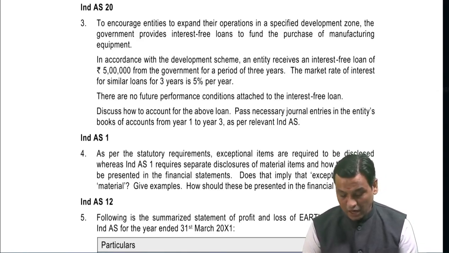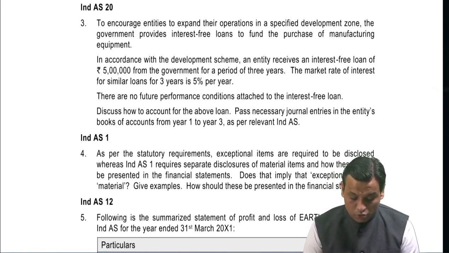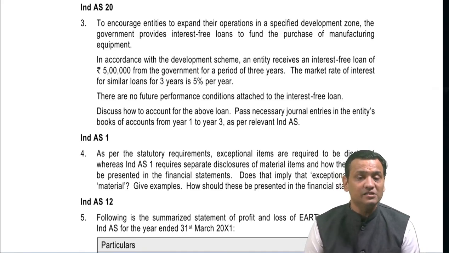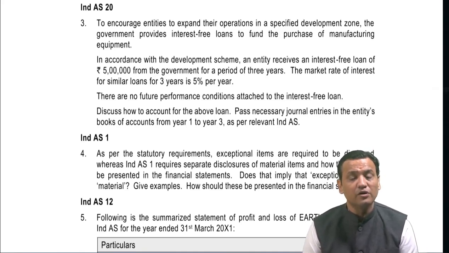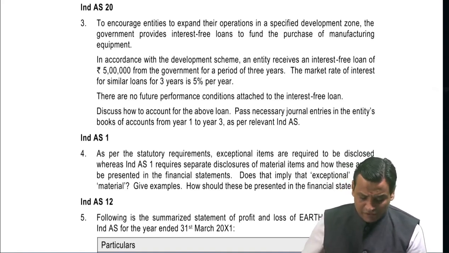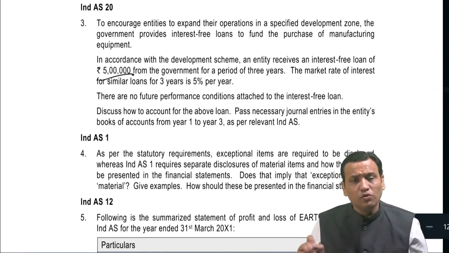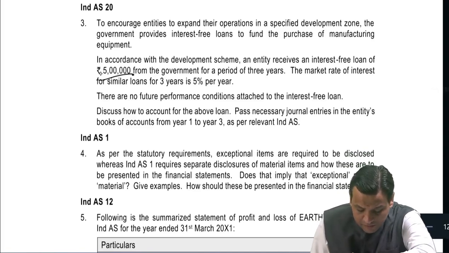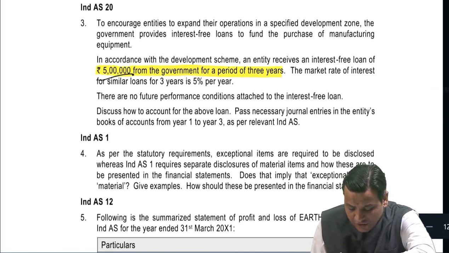Discuss how to account for the above loan, and pass the necessary journal entries in the entity's books of accounts from year 1 to year 3 as per the relevant Ind AS. Very simple friends, 5 lakhs is the loan. We have taken a loan of 5 lakhs. Now, if I have taken a loan of 5 lakhs, when am I going to pay this? At the end of the 3rd year.